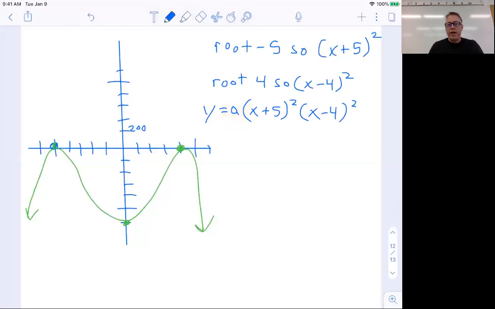Now, how do I figure out what a is? That's where the y-intercept comes in. We have a y-intercept of 0, -1,200. Okay, remember that's 200, 400, 600, 800, 1,000, 1,200.